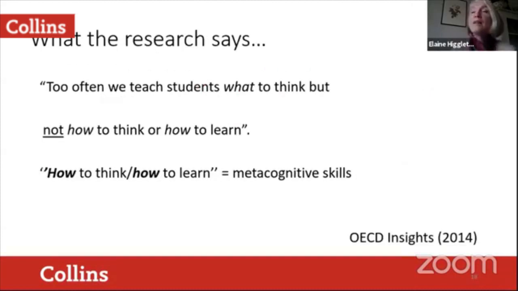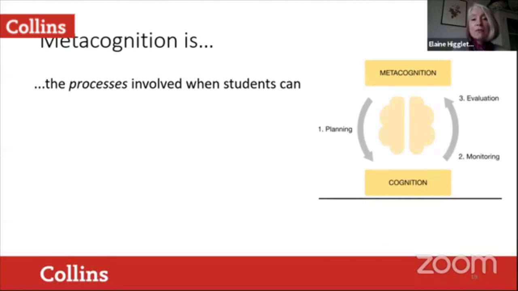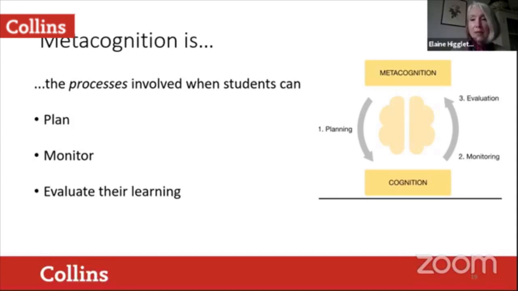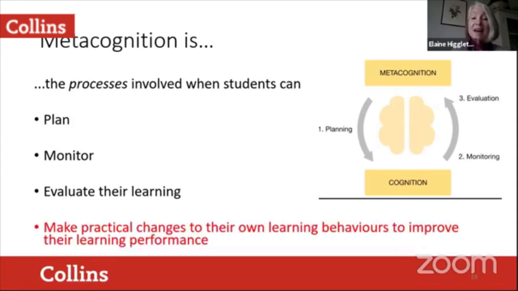Now, the way that we're going to come at this is through metacognitive skills. What the research says is that too often we teach students what to think, but we don't teach them how to think or how to learn. And the how to think, how to learn is where metacognitive skills come in. It's about the processes involved when students can plan their own work, monitor how they're going about that work, and evaluate how effectively they have learned something to make practical changes in their own learning style.